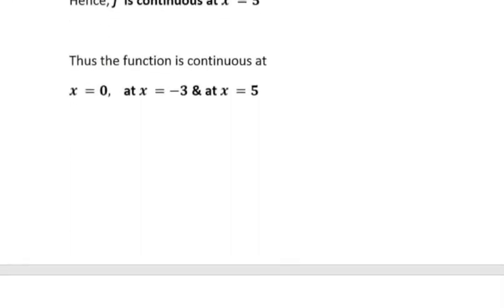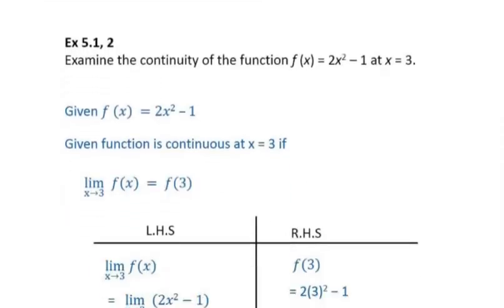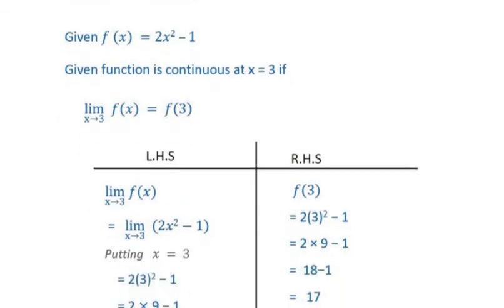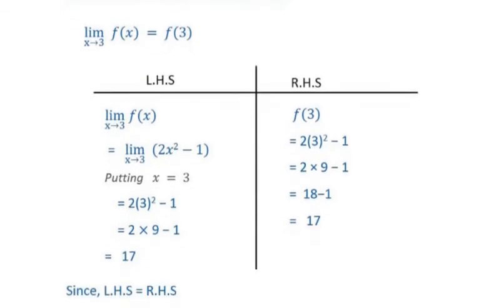it is going to be a continuous function. Now, here we want to check the continuity of f(x) = 2x^2 - 1 at x = 3. So again we have to find limit x tends to 3, f(x). We need to prove that limit x tends to 3, f(x) is equal to f(3). So to find limit x tends to 3, f(x), we will put x = 3 in the polynomial.